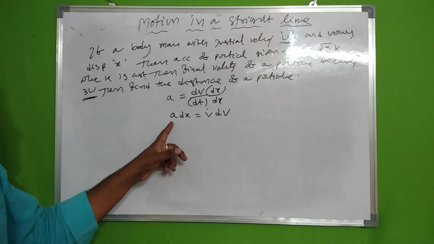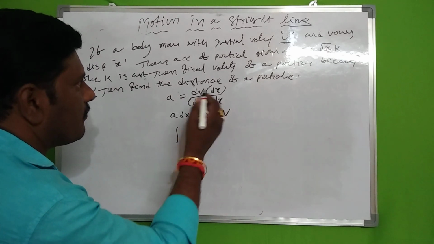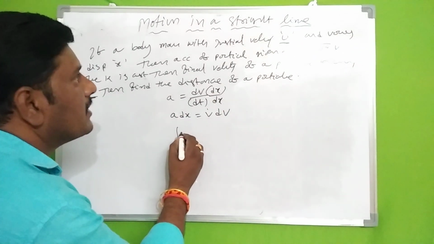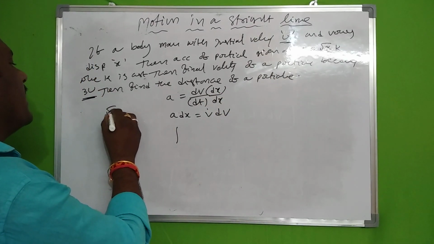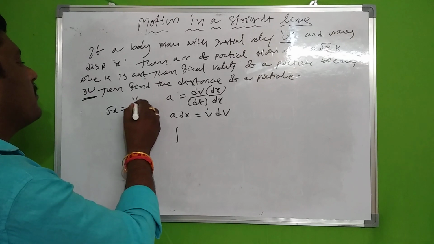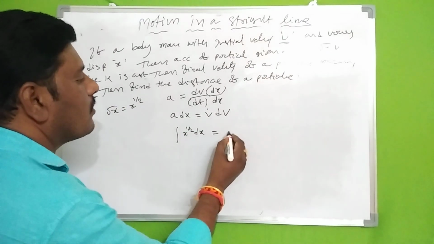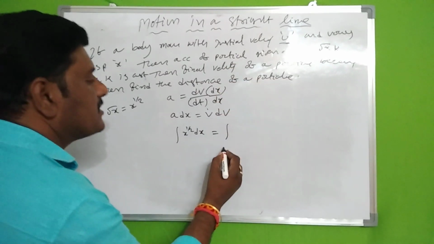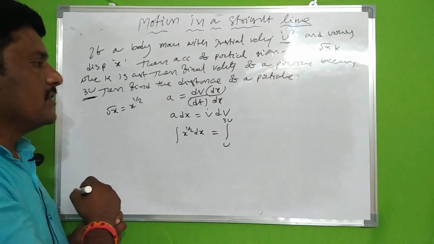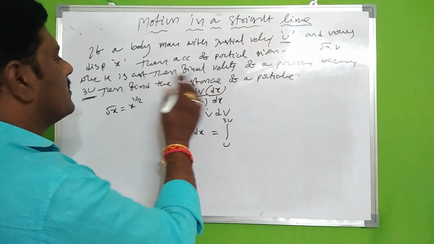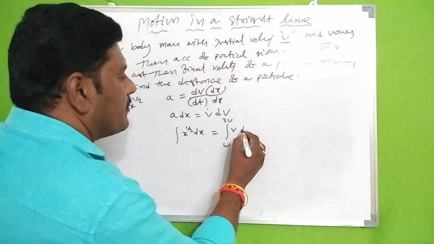Okay, now limits are applied for the integration. Initial and final positions are not required. a is nothing but root x times k, and root x can be written as x power 1 by 2. So k x power 1 by 2 dx equals the integration of v dv, with initial velocity u and final velocity, according to the statement, 3u.